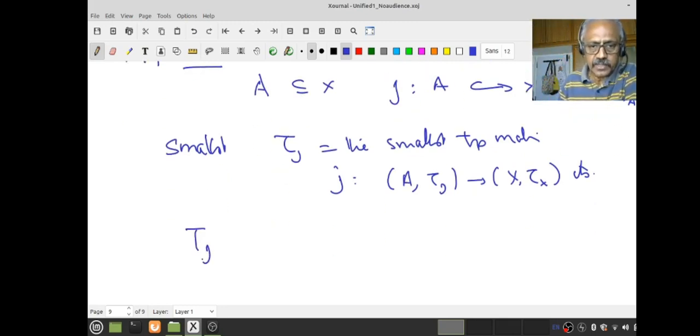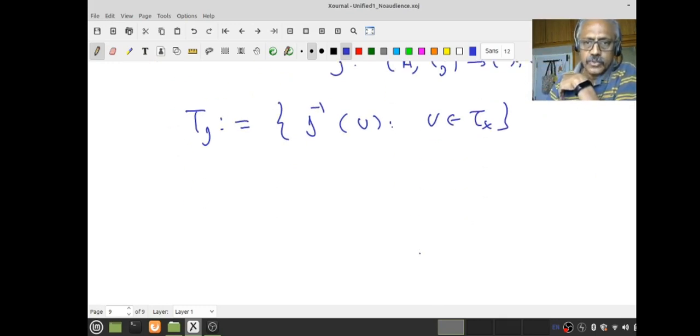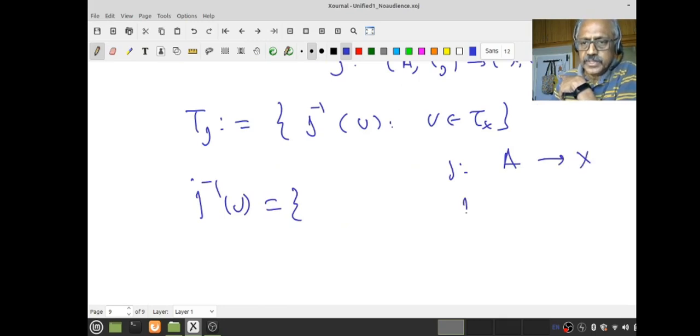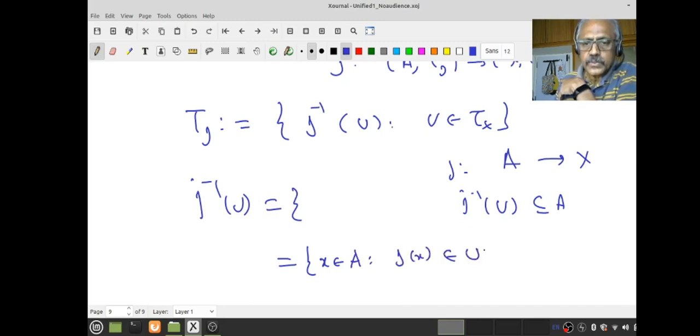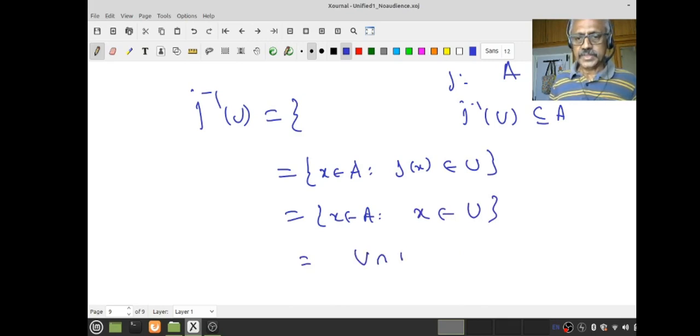Now, what is tau J? Tau J is J inverse of U where U is in tau X. I wrote f inverse of V before, but since it's in X, I am writing U. You understand? Now I only need to know what J inverse of U is. J is a map from where to where? A to X. Therefore J inverse of anything U will be a subset of A. J inverse of U is the set of all x in A so that J of x belongs to U. But what is J x? J x is nothing other than x itself. That is, x belongs to U. Therefore, this set is nothing other than U intersection A.